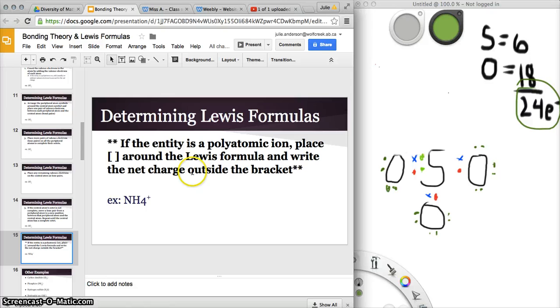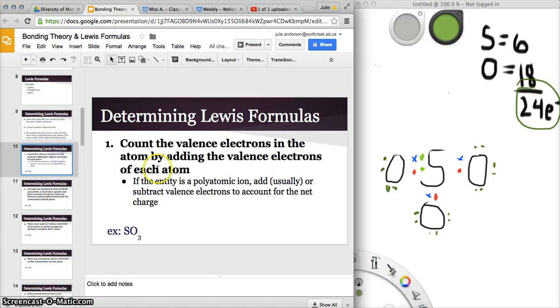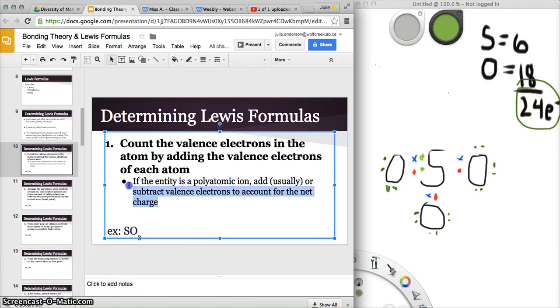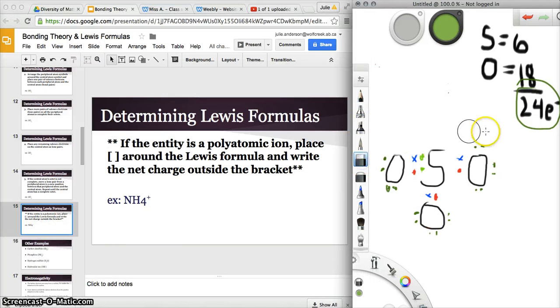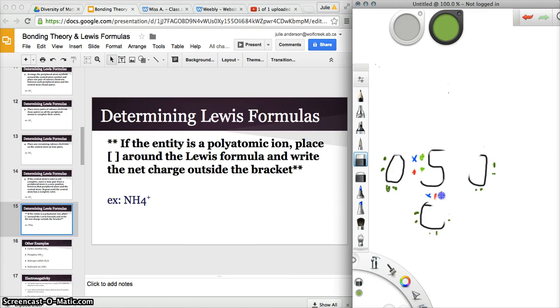All right. Then we need to consider if an entity is a polyatomic ion, we place square brackets around the Lewis formula and write the net charge outside the brackets. So just remember here that if an entity is a polyatomic ion, we subtract valence electrons to account for its net charge. So when we go back to our example with NH4, let's just take a look, and I'm going to erase this.